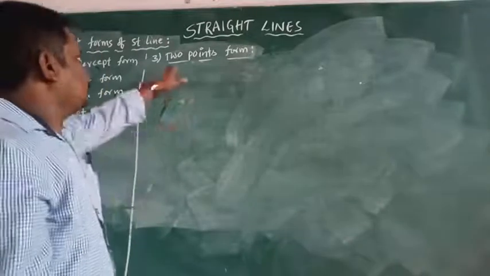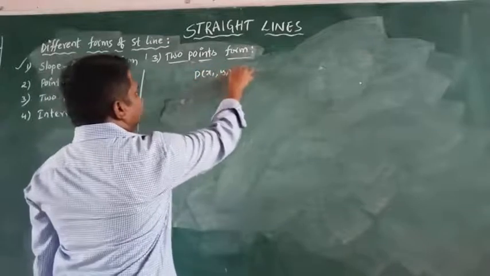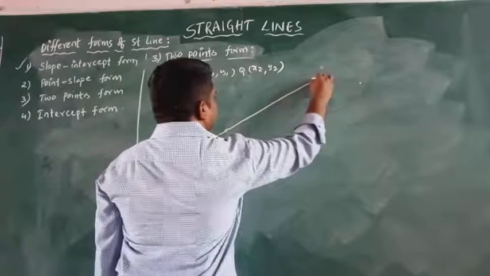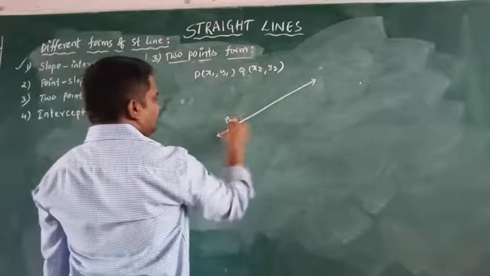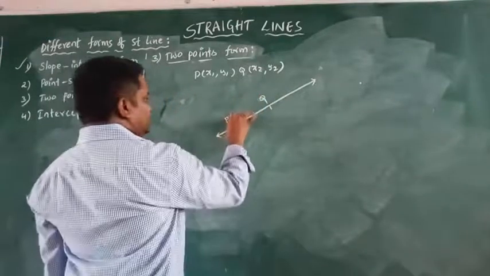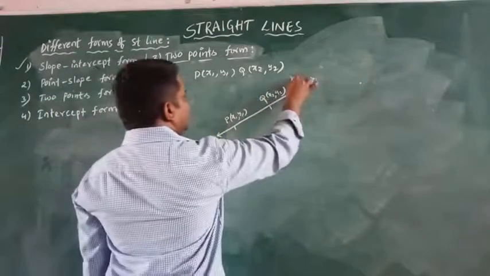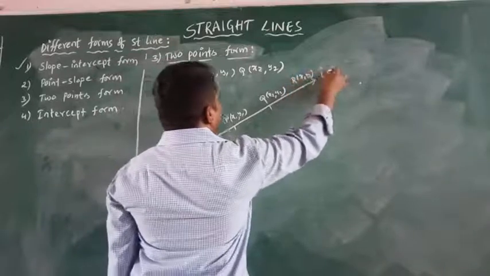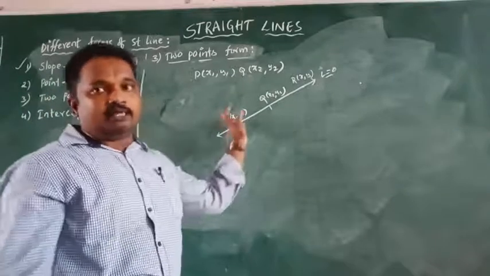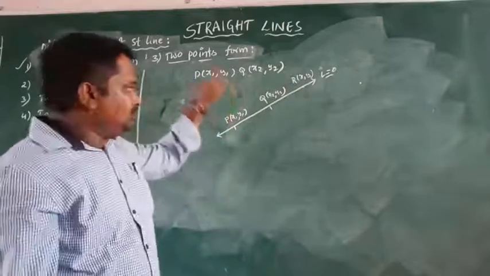Right, now the two points form. So let me take P(x1, y1) and Q(x2, y2) as two points on a line. Suppose this is the line. Here I am taking P, here I am taking Q. So it is (x1, y1), it is (x2, y2). And one more point I am taking, R as (x, y) on the same line, L equals 0. So we know that the slope of a line is always equal. You may take any two points on it, their slope is always equal in the line.